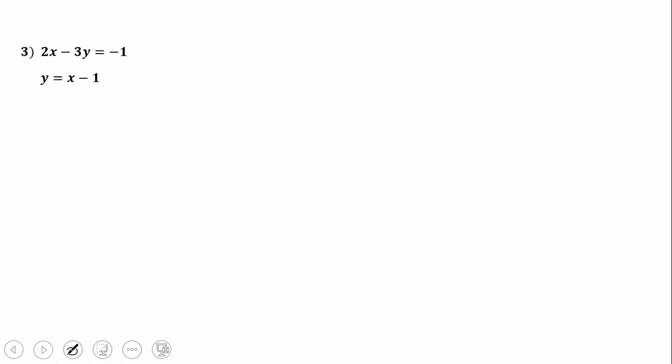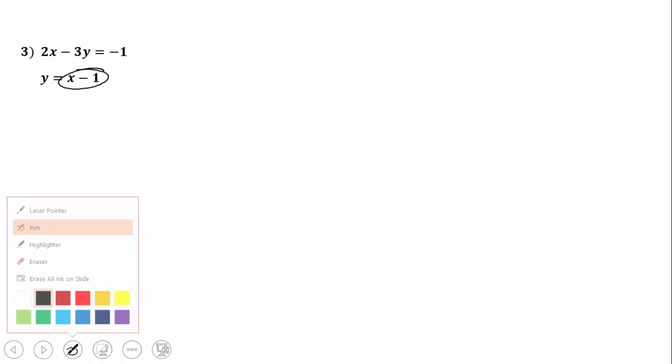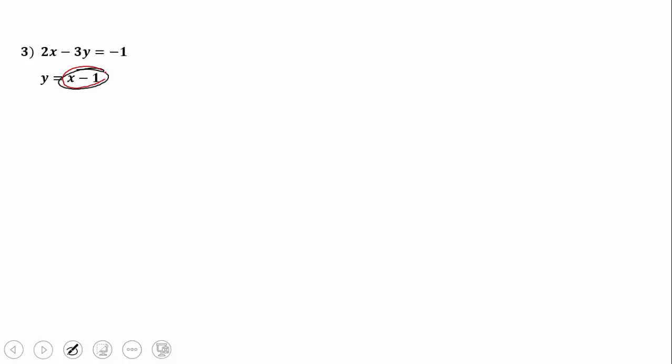Again, we look at the system, and one of them is solved for y. So right here, I take that x minus 1, and I'm going to plug it up in here for y. And when I do that, I have 2x minus 3 times x minus 1, and that equals a negative 1.